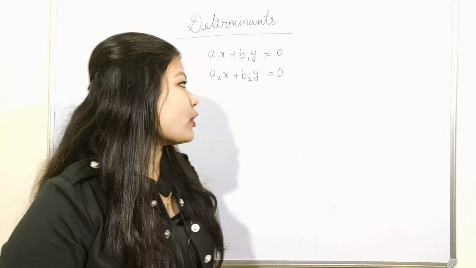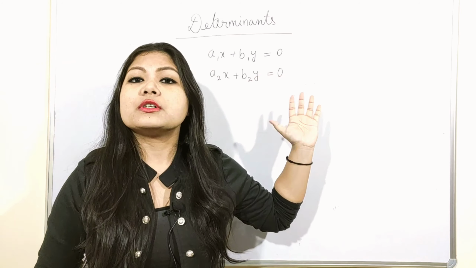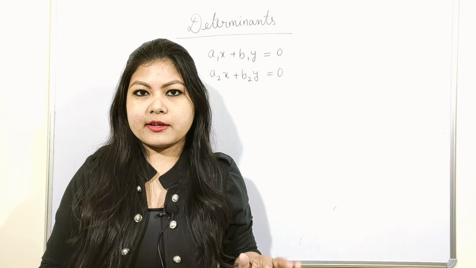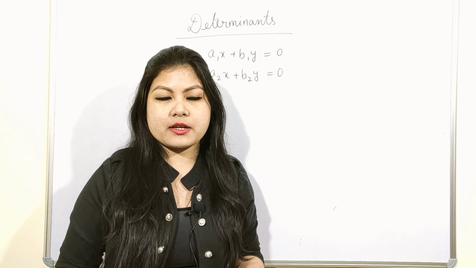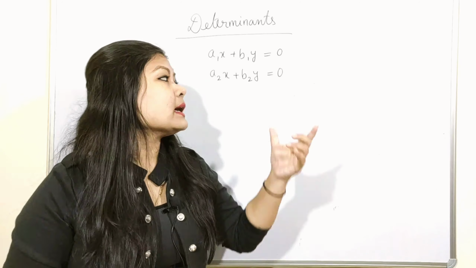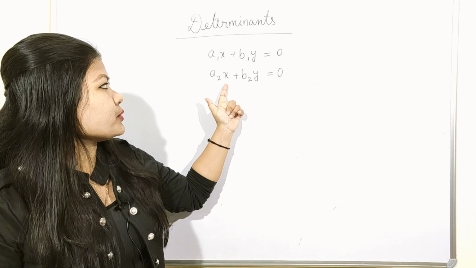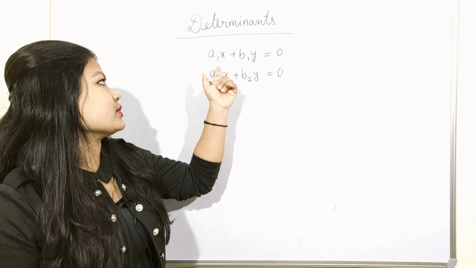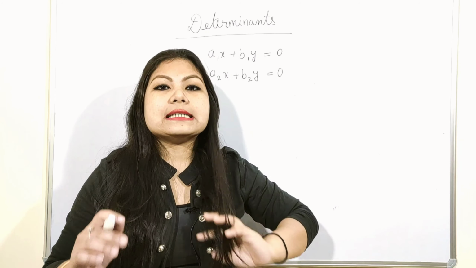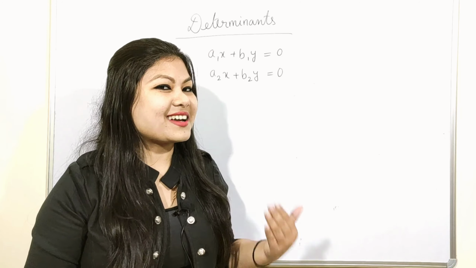So let us start from an example. This is a simultaneous system of linear equations. Here x and y are two unknown variables. You can take any other unknown variables, but here I am taking x and y. Now a1 is the coefficient of x, a2 is the coefficient of x in the second equation, and b1, b2 are coefficients of y. Now this equation can be represented in the form of a determinant, but how?